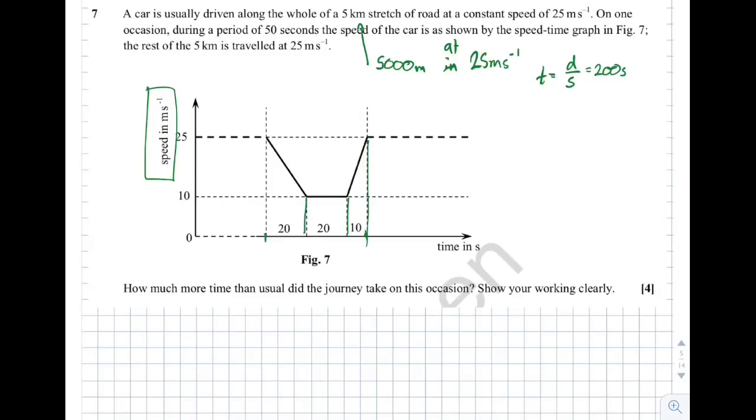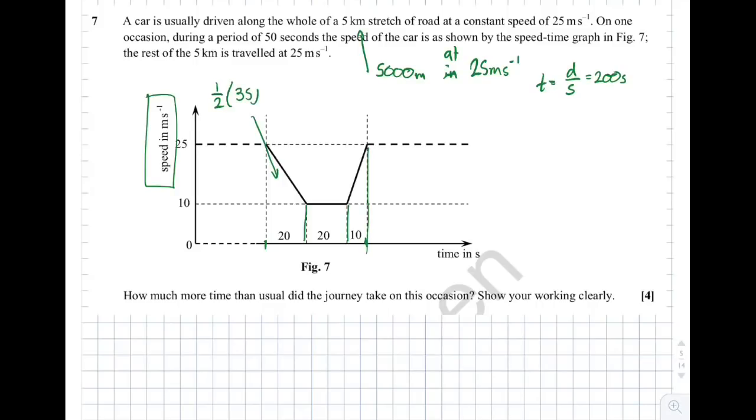So this first trapezium, we're going to have to do half times the sum of the parallel sides, which are 25 and 10, so that's 35, times the distance between them, which is 20. So that's going to be 350 meters. This one's quite simple because it's just 20 times 10, so that's 200 meters. And this one is similar to the one above, half times 10 plus 25, which is 35, times 10. So I think that's probably going to be 175. Let's just double check.